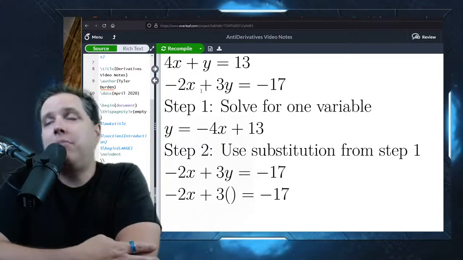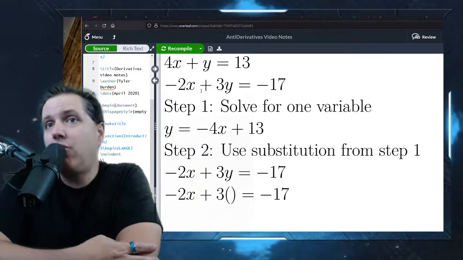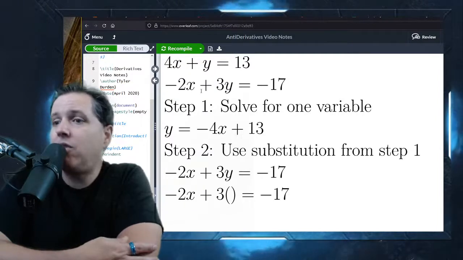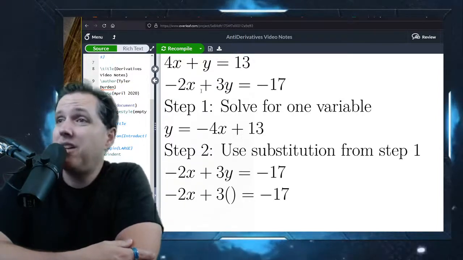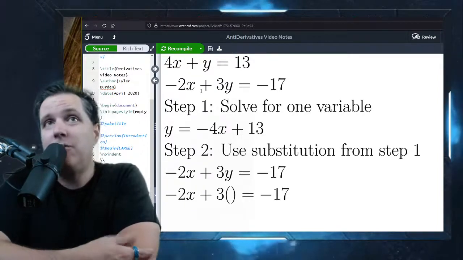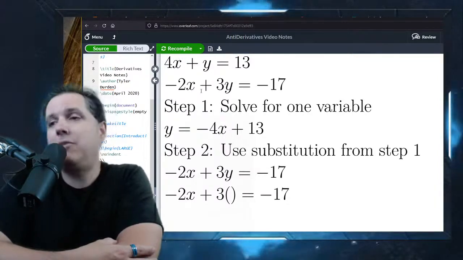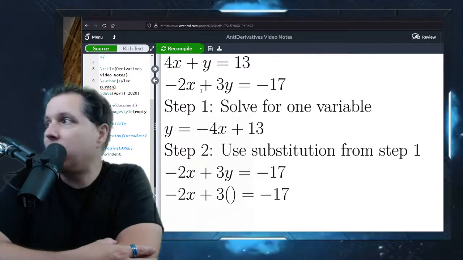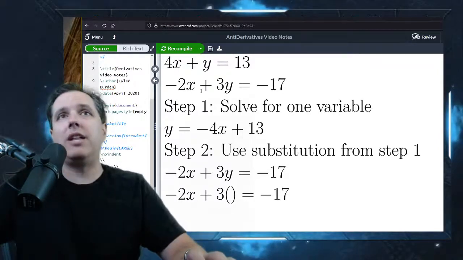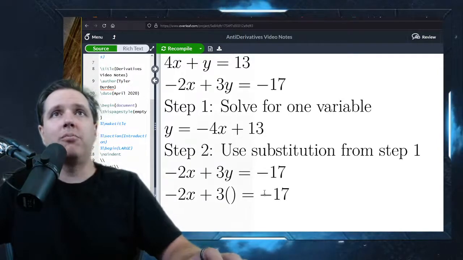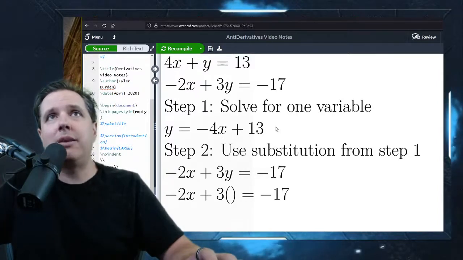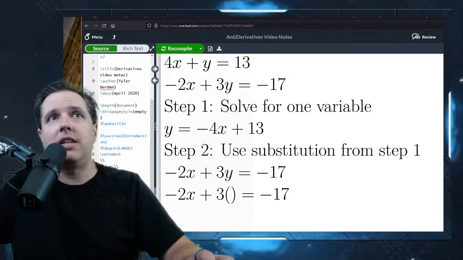This problem's not too bad, but especially when you do 3 variable systems of equations, those can take like 10 minutes to do. It's frustrating to spend 10 minutes on it and then go back and realize you made a silly mistake at the beginning and have to start all over, right? That's sort of demoralizing. So I'm putting some parentheses here, and then I'm going to put my substitution in there. Instead of y, we're going to put negative 4x plus 13.